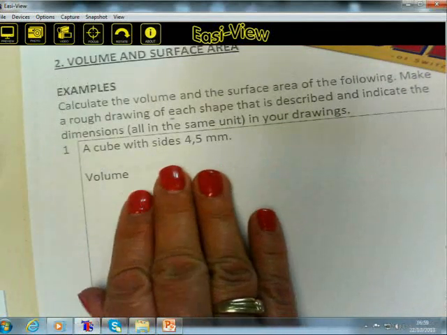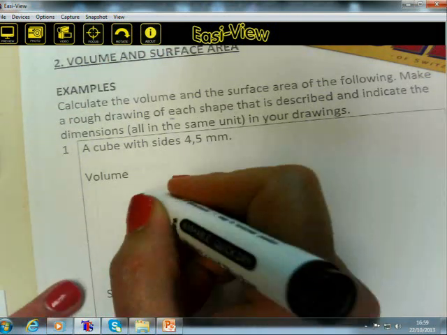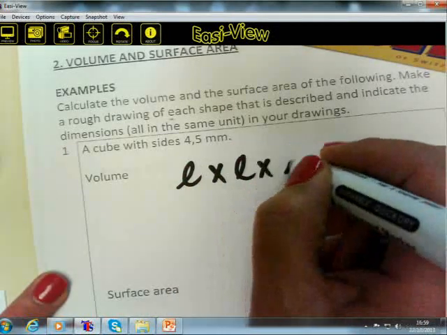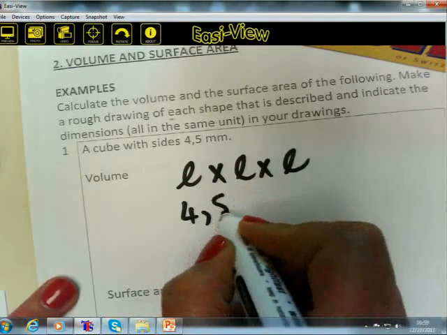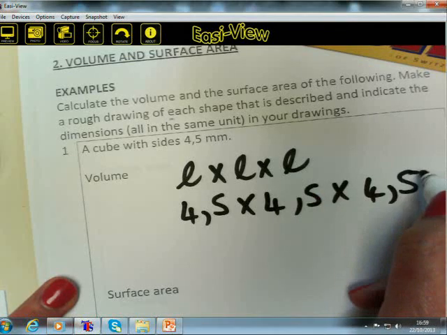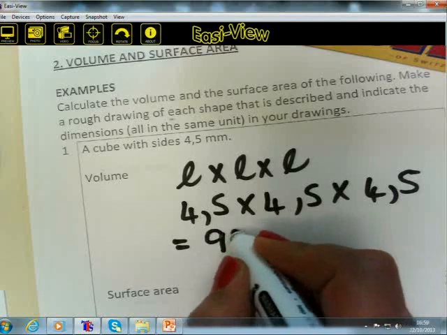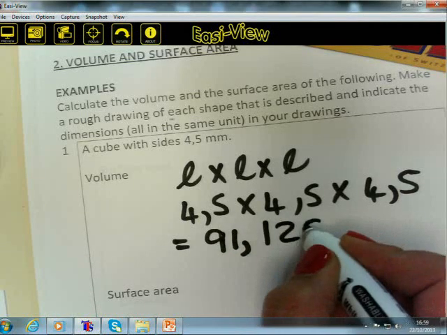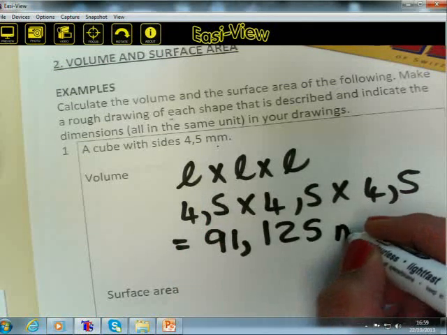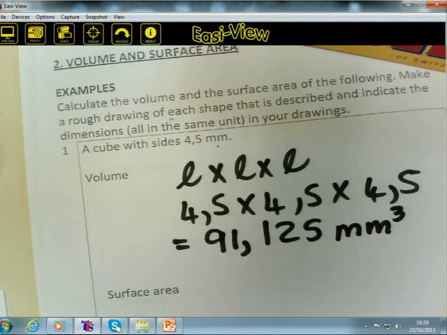The first one is a cube with all sides 4,5. Now we're going to do the volume. The volume of a cube is L times L times L, and it's 4,5 times 4,5 times 4,5, and the answer will be 91,125, and we are working with millimeters there, so it's millimeters to the power of 3. Red light, I must round.